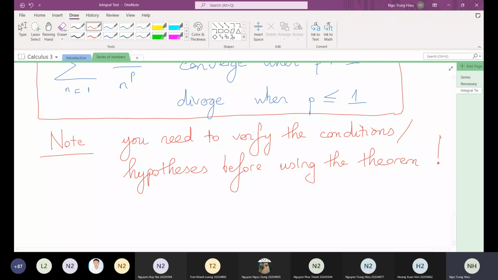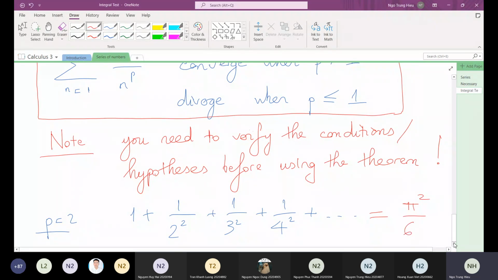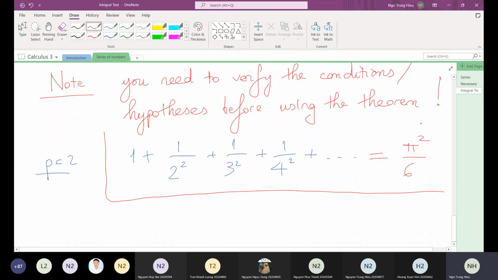The P series was studied by Euler, and when P equals 2, we have the series 1 plus 1 over 2 squared plus 1 over 3 squared plus 1 over 4 squared, right? And it is also Euler who discovered how to compute this series, which is equal to pi squared over 6. And this identity is absolutely beautiful, right?